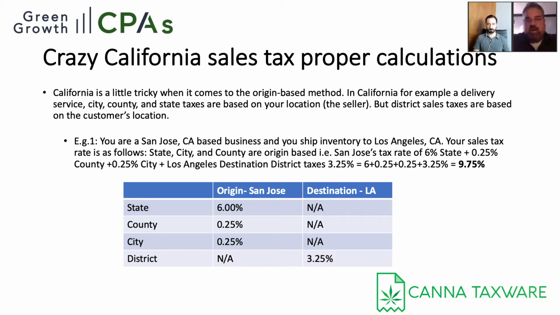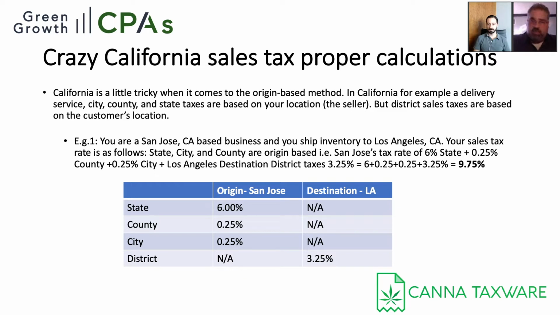So what we're looking at is a hypothetical. Let's say 6% for the state of California. The county for the San Jose area, as a hypothetical, is 0.25%. And the city for the San Jose area is also 0.25%. The district tax, and I apologize, I'm getting a little nerdy here, as a hypothetical for Los Angeles, let's just say 3.25%. So we have all of these numbers. What are we going to do with them? We're going to add them. We're going to take the 6 plus 0.25 plus 0.25 plus 3.25, and that accounts for both your origin and destination, which gives you a grand total of 9.75%.